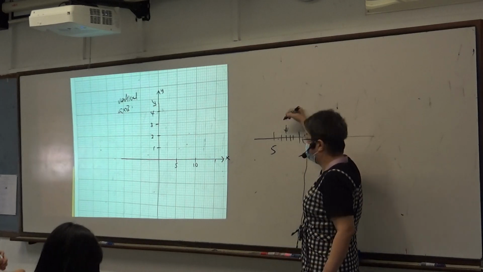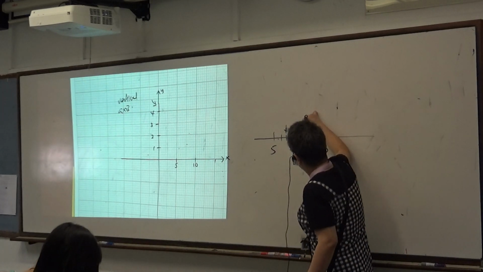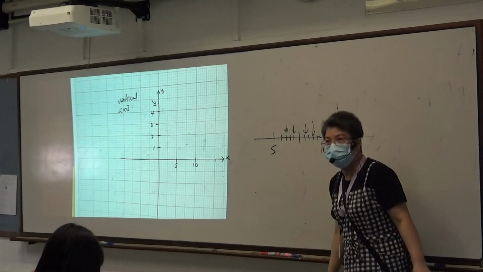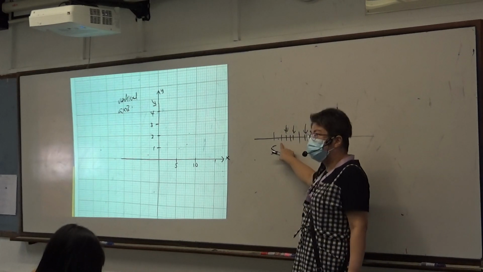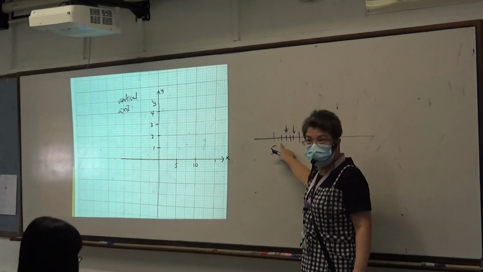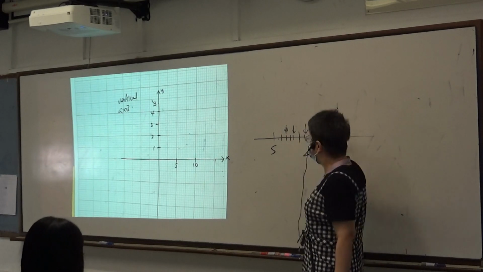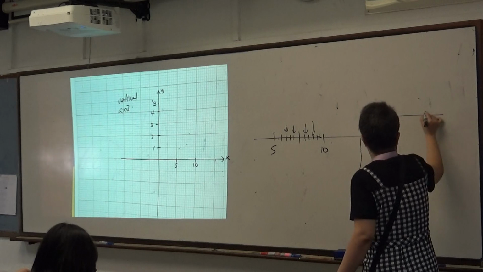This will be 6, right? This will be what? 7, 8, 9, then 10, right? So what is this? 5.5, right? Do you agree this is 5.5? You can see, okay, now I'm going to enlarge that portion.